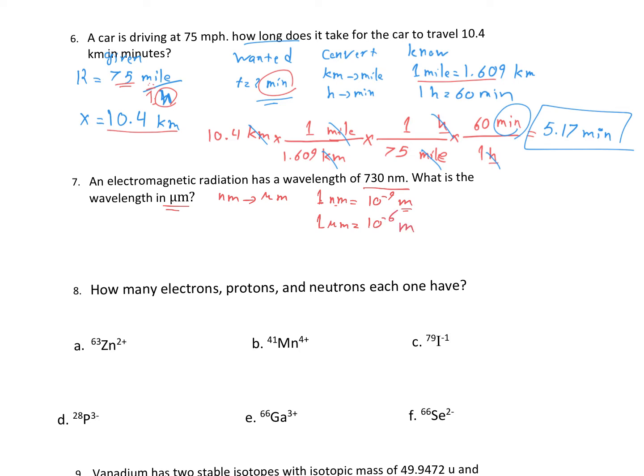So to convert that, we have 730 nanometer. I want to get rid of nanometer, so I have to put it on the bottom. From the equality, I can go from nanometer to meter, and 1 nanometer is 10 to negative 9 meter. Then from meter, I want to go to micrometer because that's what I want to end up with. So I put meter on the bottom to get rid of the other meter, and then micrometer on top, and 1 micrometer is 10 to negative 6.